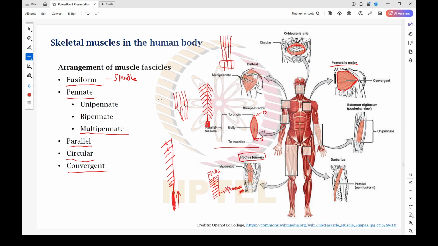And then there are parallel muscles and circular muscles. Circular muscles are usually observed in the mouth region and help in chewing. And there are convergent muscles, which are observed in the pectoralis or the pecs.